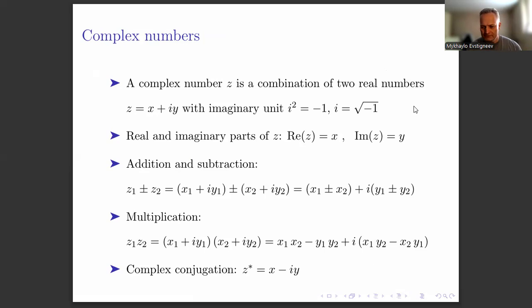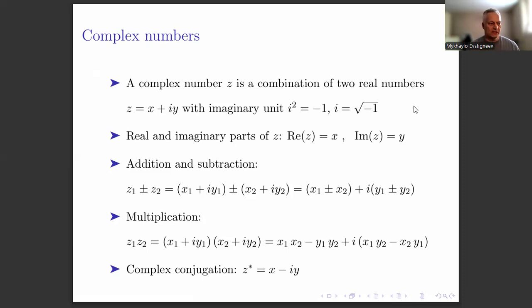A complex number is an extension of the concept of a real number. Now, a real number includes integers, positive, negative, zero, all rational numbers. Rational numbers are the ones that can be represented as ratios of integers, and irrational numbers which cannot be represented as ratios of integers, such as square root of 2 or pi or the number e, 2.71, and so forth.